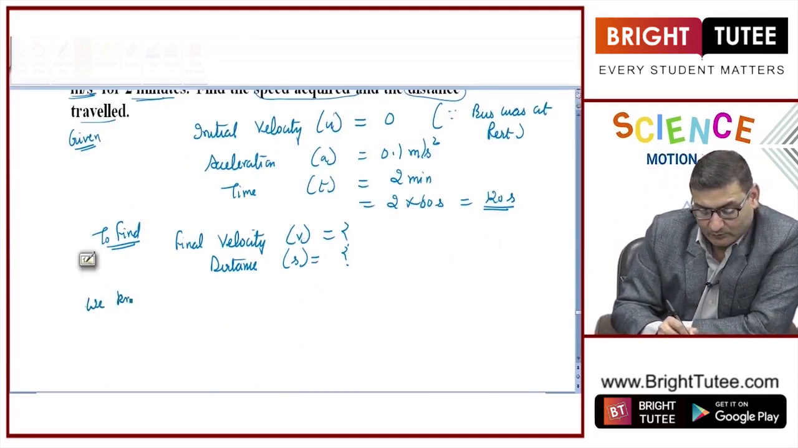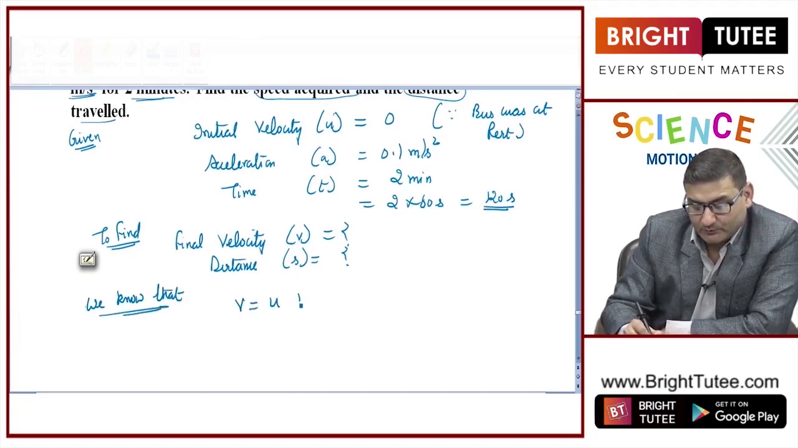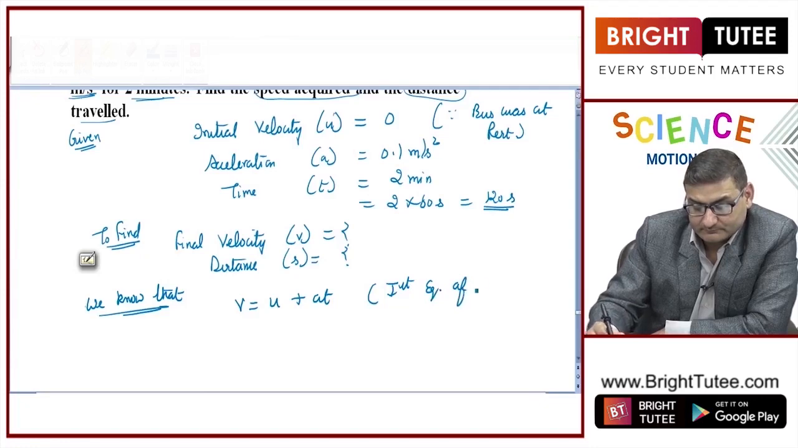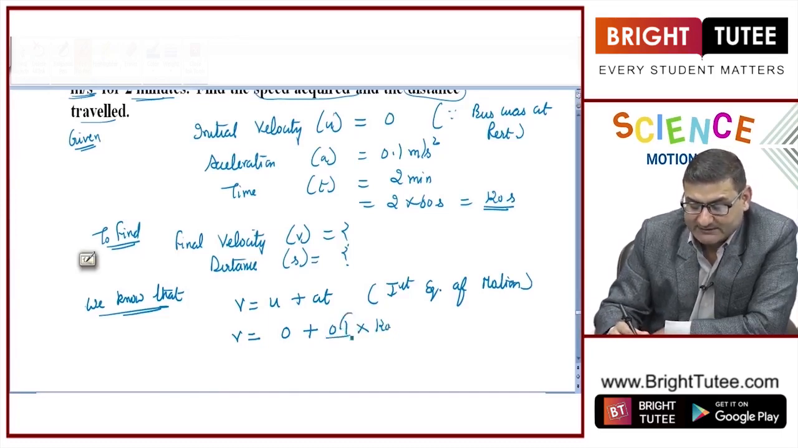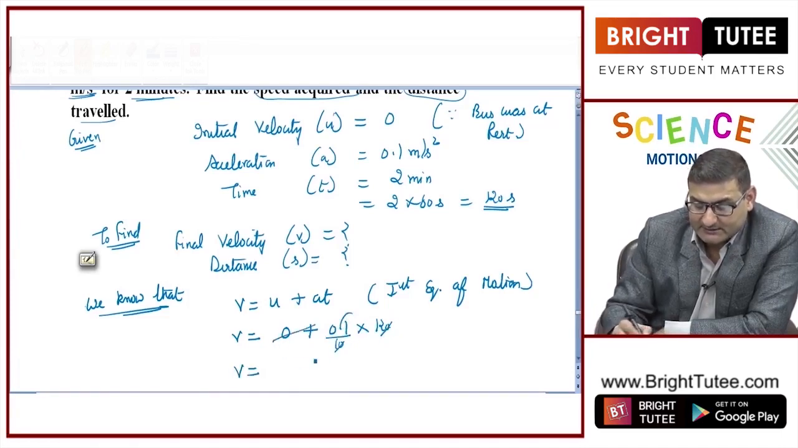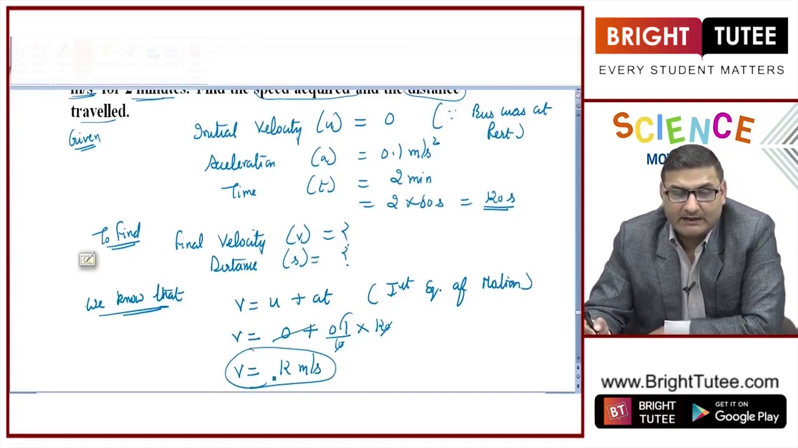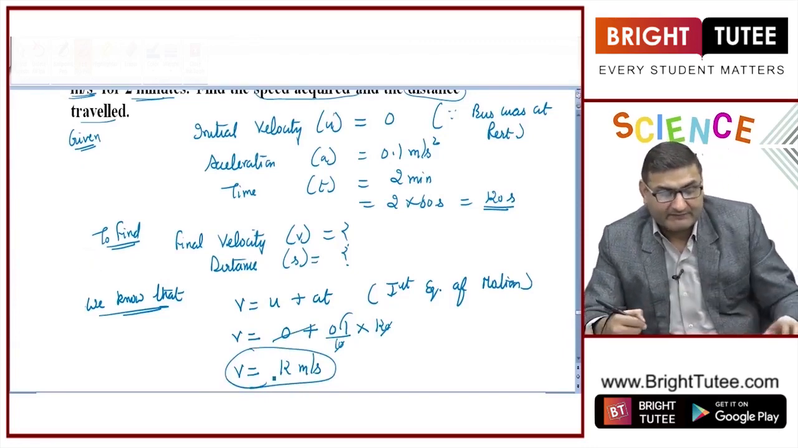So, we know that v is equal to u plus at, that is from the first equation of motion. Putting the values, v I need to calculate, u is given to be 0, a is 0.1 meter per second square, multiplied by t, which is 120 seconds. Removing this decimal, the 10 cancels out, and v comes out to be 12 meter per second. This is my v, alright.